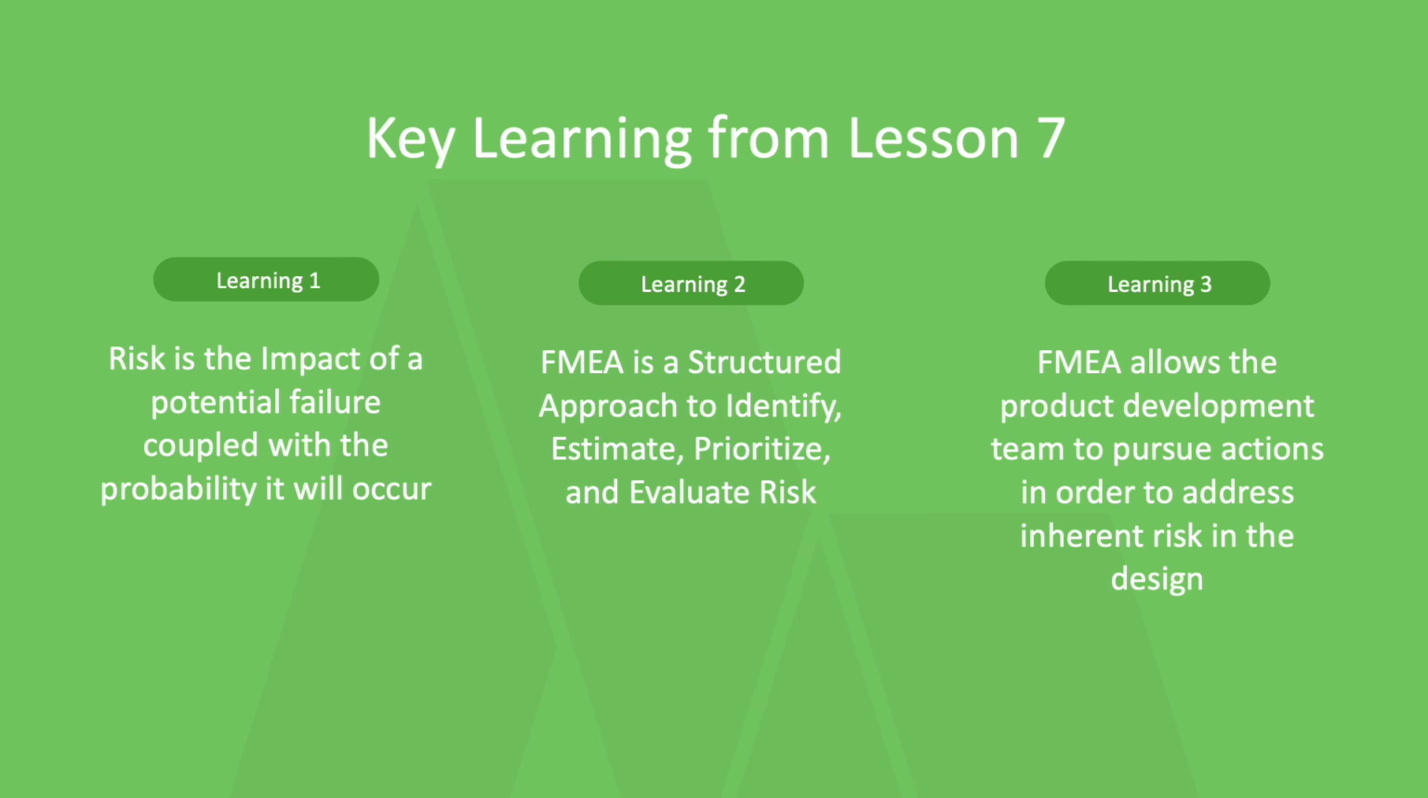Some important learnings in this lesson. Risk is the impact of a failure coupled with the probability that it will occur. When there is no failure or the likelihood is low, then risk will not be present. Second, FMEA is a structured way to manage your risk. It helps you identify, estimate, prioritize, and evaluate the risk.